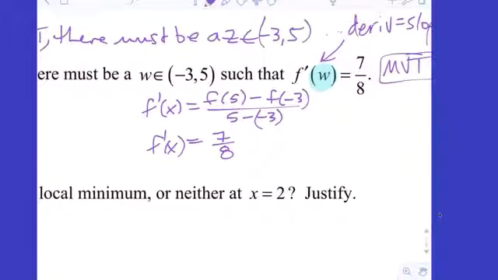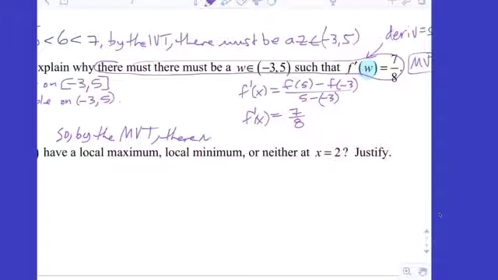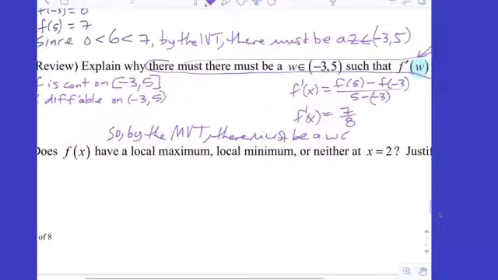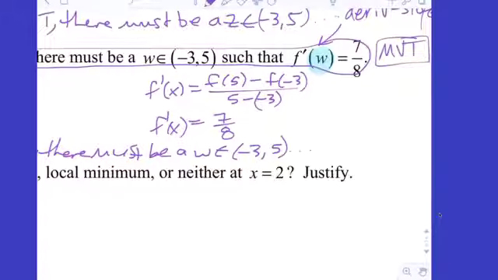What does that mean then? By the MVT, comma, and then you reuse their words again, all the way to the end. There must be a c in the open interval from negative 3 to 5. You can finish that up. So when they're asking you to prove a slope, that slope should be the value that you get when you do the average rate of change.